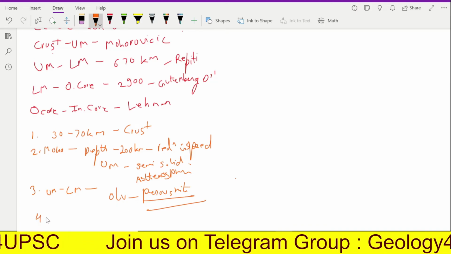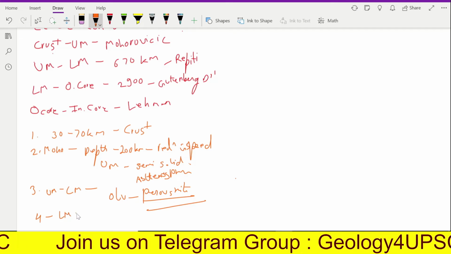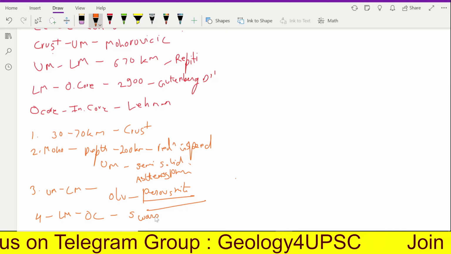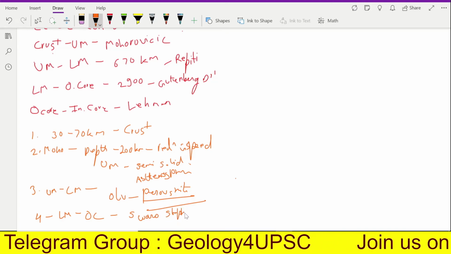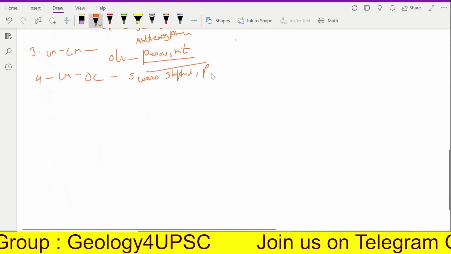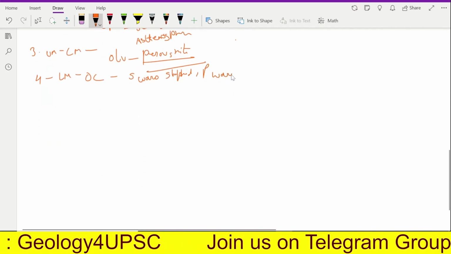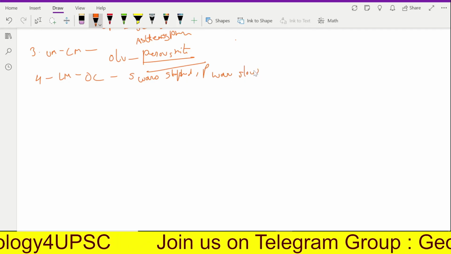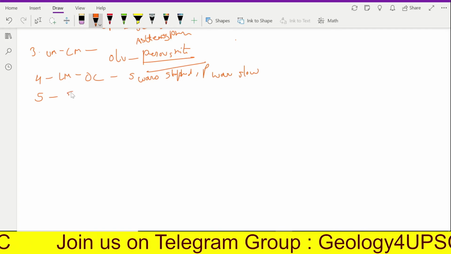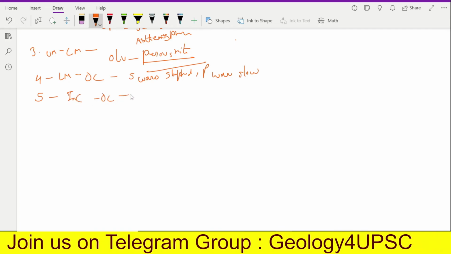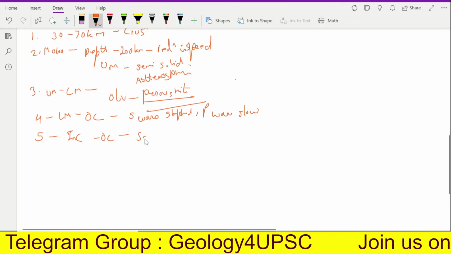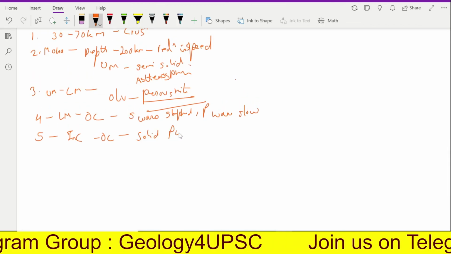And the fourth one is lower mantle and outer core. Here you will write that S waves are stopped, and P waves slow down. And the fifth one is your inner core and outer core. So here what happens?